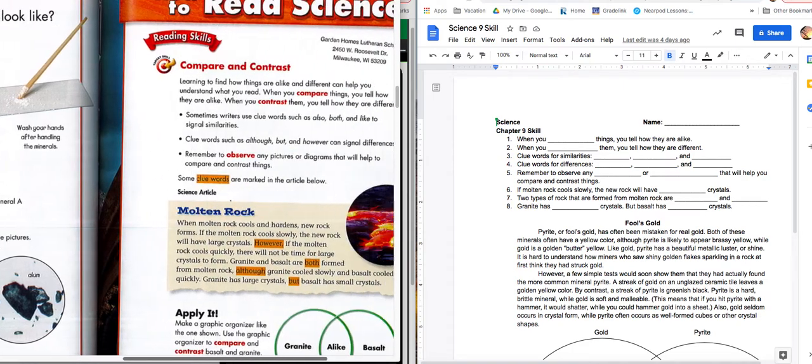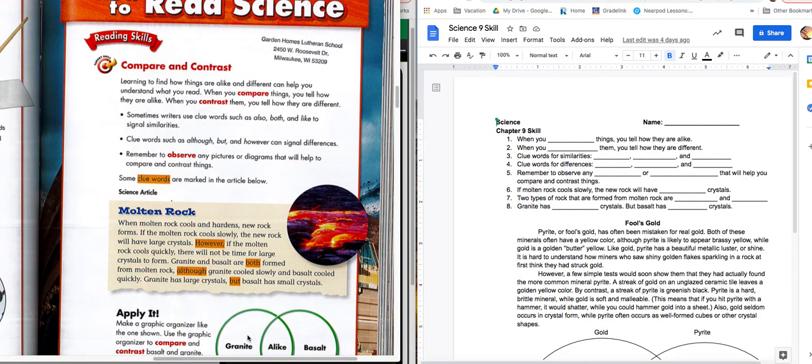Okay, today, guys, we get a very common skill, the compare and contrast. So we'll go through it pretty quickly here. It says, learning to find how things are alike and different can help you understand what you read. When you compare things, you tell how they're alike. When you contrast them, you tell how they're different. Okay, so you got 1 and 2 here, guys. When you compare, they're alike. When you contrast, they're different.